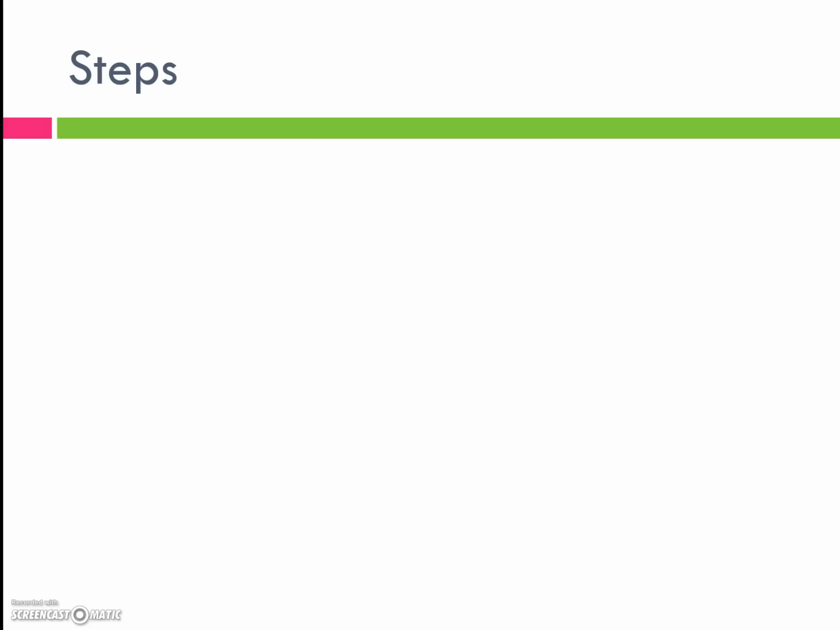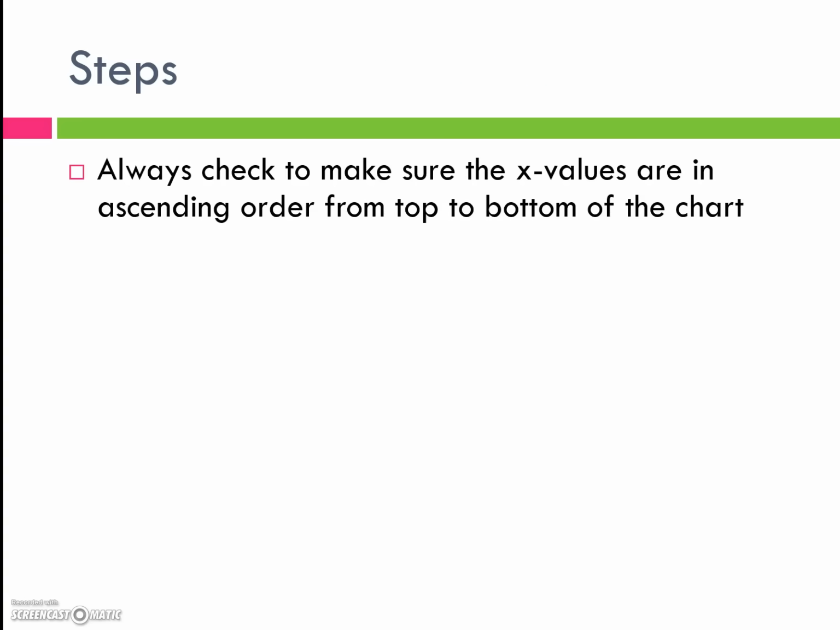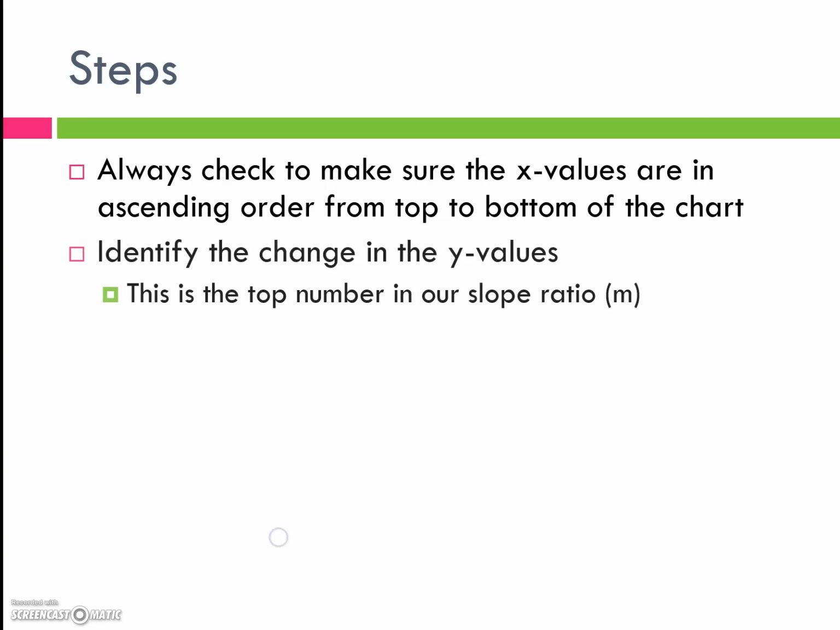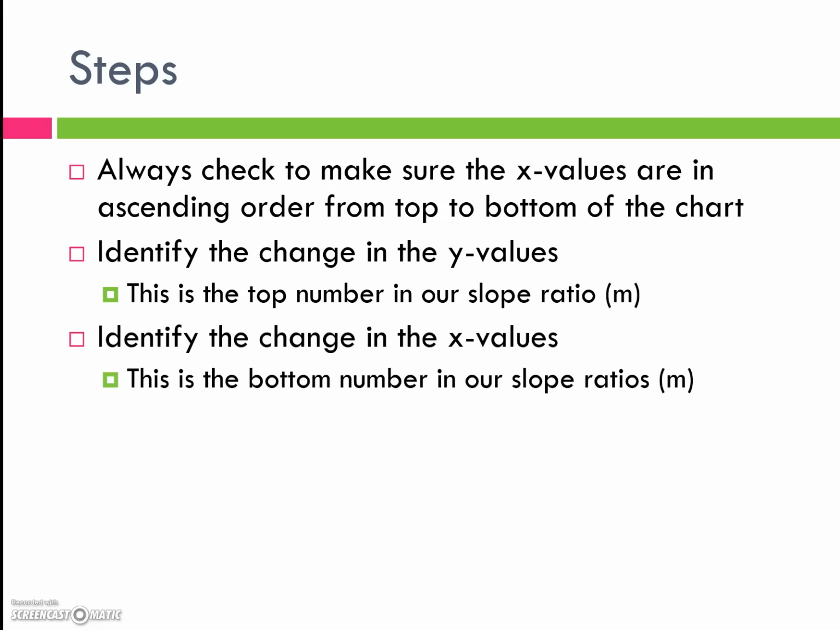So the process that we take is this. First, always check to make sure your x values are in ascending order from top to bottom of the chart that's created. That is very important in order for us to make sure we are correctly creating our equation. From there, you're going to identify the change in the y values. This is the top number in our slope ratio, or our m. Then from there, you're going to identify the change in the x values. This is the bottom number in our slope ratio of m. So again, the change in y over the change in x.